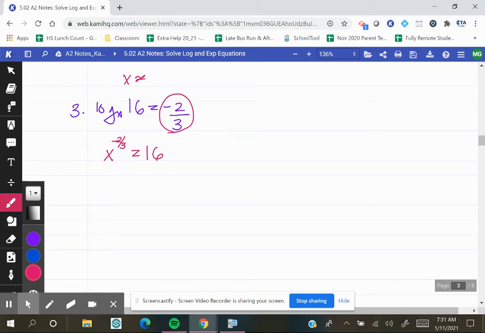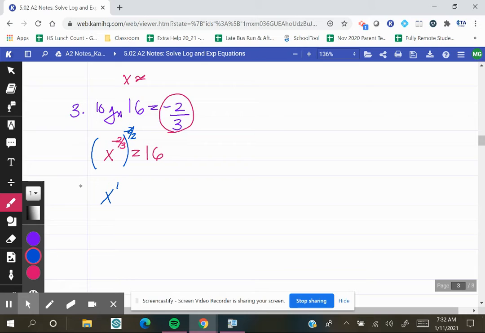And when we're in scenario 2, we want to isolate and then raise both sides to the reciprocal. So now we're going to take this and look at our exponent, which is negative 2 over 3. So we're going to raise both sides to the reciprocal. So it's not the negative reciprocal, it's just the reciprocal, because when we multiply those exponents, we want them to give us a positive 1. So we're going to raise it to the negative 3 over 2, since it's negative 2 over 3. So a negative times a negative is a positive. 2/3 times 3/2 is just 1. So that'll allow us to solve for x.